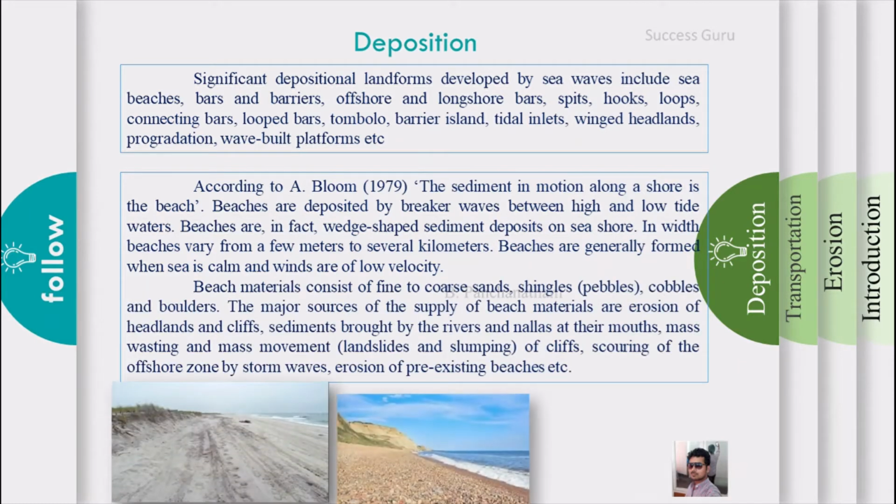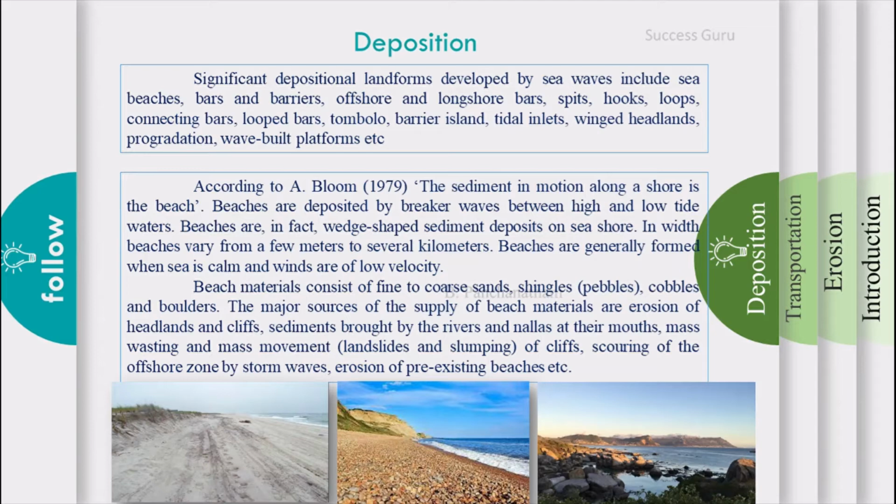The beach material consists of fine or coarse sand, or shingles, that is pebble in size, then cobbles and even boulders. The major sources of supply of beach materials are erosion of headland and cliff, sediments brought by the rivers and nalas at their mouth, mass wasting and mass movement, that is the landslide and the slump of the cliff, scouring of the offshore zone by storm waves, and erosion of pre-existing beaches. So these are some of the sources of the sediments that are available.